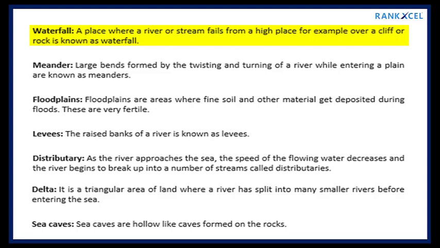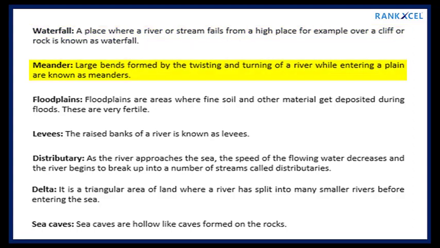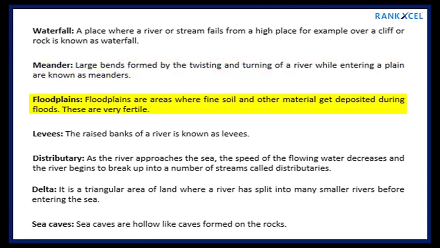Waterfall: a place where a river or stream falls from a high place, for example over a cliff or rock, is known as a waterfall. Meander: large bends formed by the twisting and turning of a river while entering a plain are known as meanders. Floodplains: areas where fine soil and other material get deposited during floods. These are very fertile. Levees: the raised banks of a river are known as levees.